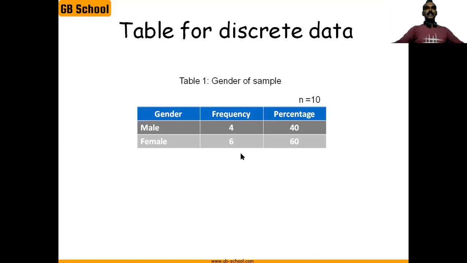Next, we write the description about this table. Description doesn't mean repeating the same data in the table, like males are 40%, females are 60%. We try to find meaning from the table. If you see these two values, 40 and 60%, females are much higher than males. So we can write like this: Table 1 shows that more than half, that is 60% of the sample, are females. So this is the simple way to prepare a frequency distribution table. With this, we are completing the frequency distribution table.